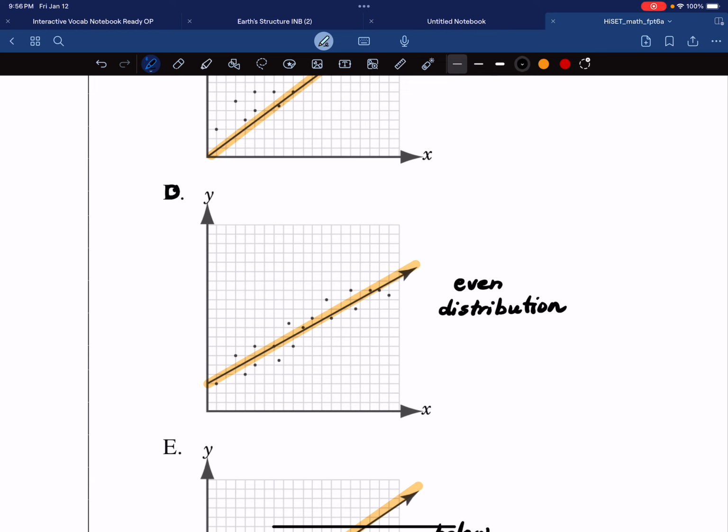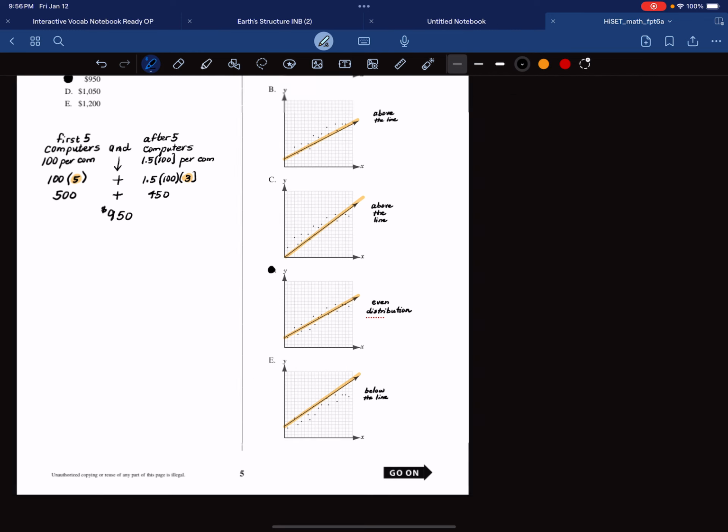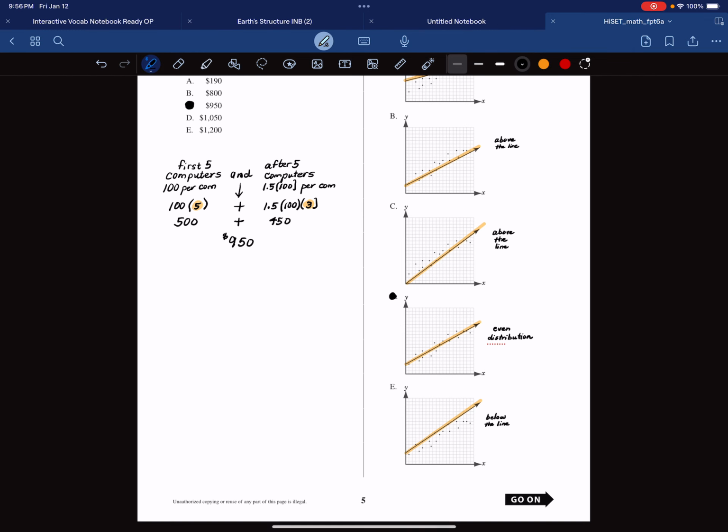And I'm guessing this is probably a medium level problem. It may even be an easy level problem because there's no calculation to do. You just have to study the line and how the dots are distributed around it and pick the one with the best fit.